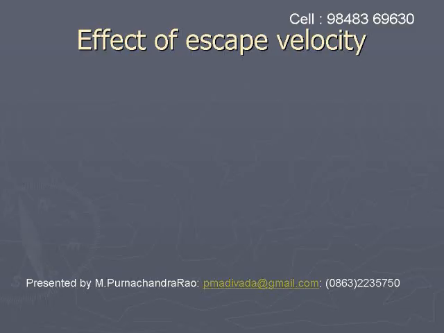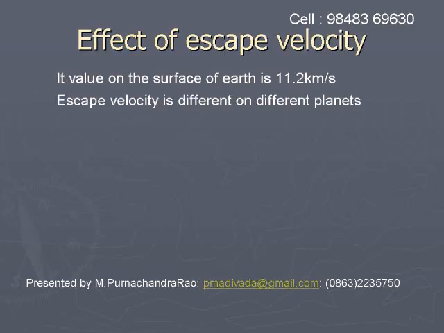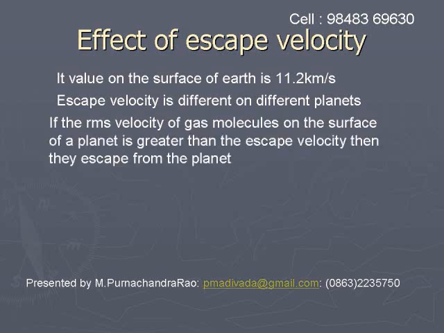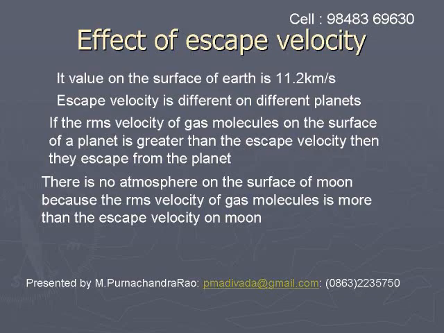Effect of escape velocity. Its value near the surface of the earth is 11.2 kilometers per second. The value will be different on different planets. If the RMS velocity of gas molecules on the surface of a planet is greater than the escape velocity, then the gas molecules will escape from the planet.